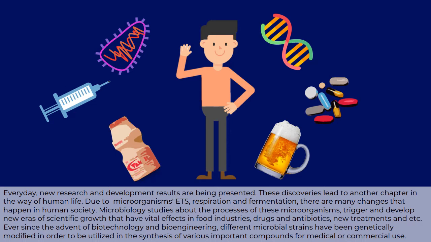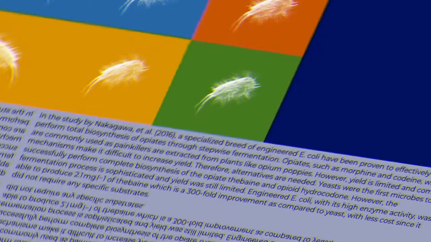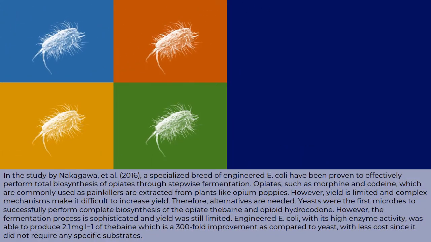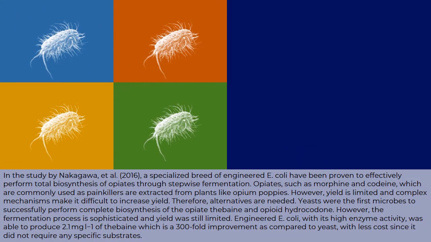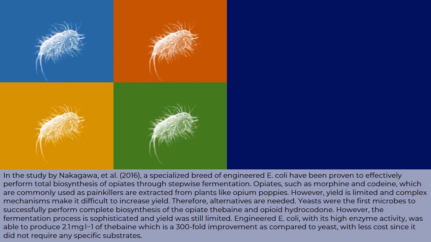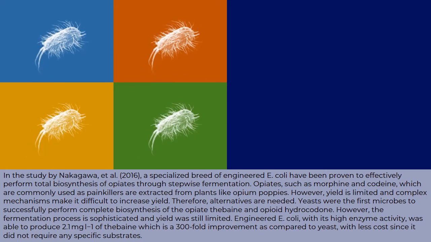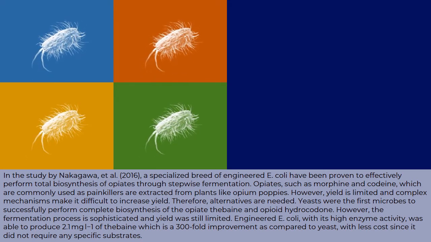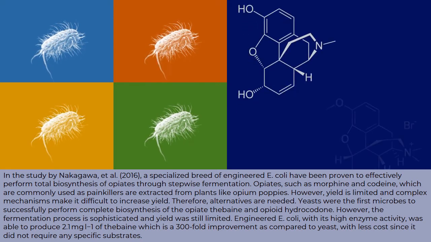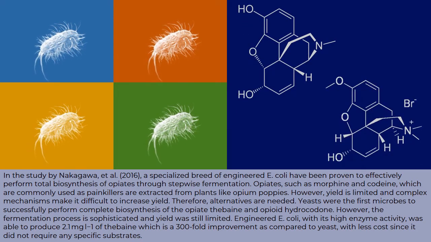For example, ever since the advent of biotechnology and bioengineering, different microbial strains have been genetically modified in order to be utilized in the synthesis of various important compounds for medical or commercial use. In a study by Nakagawa, a specialized breed of engineered E. coli has proven to be effective in performing total biosynthesis of opiates through stepwise fermentation. These opiates, such as morphine and codeine, are commonly used as painkillers.